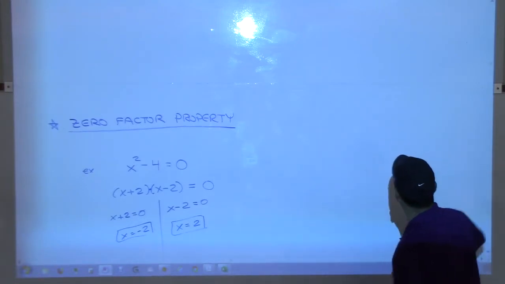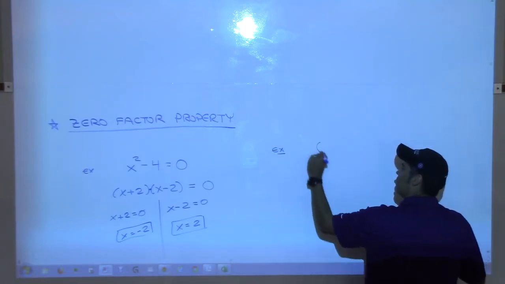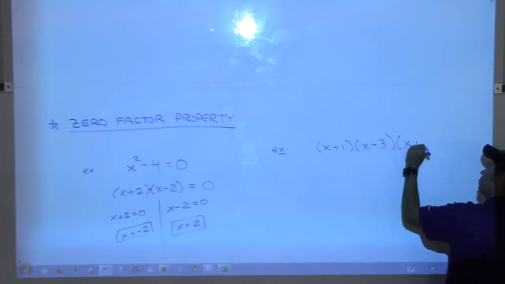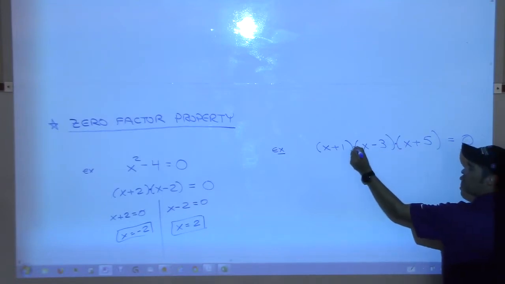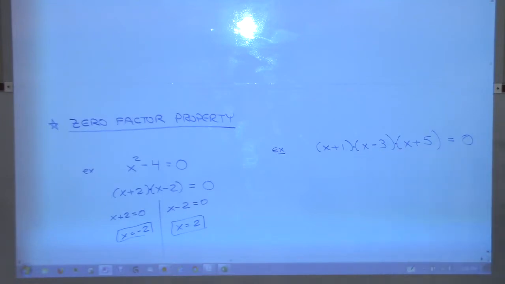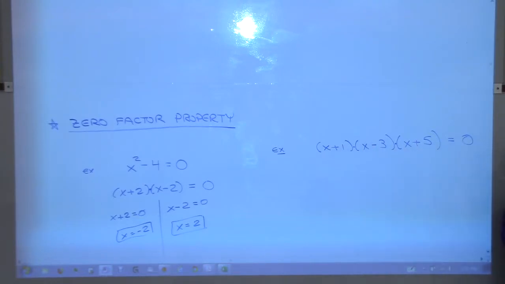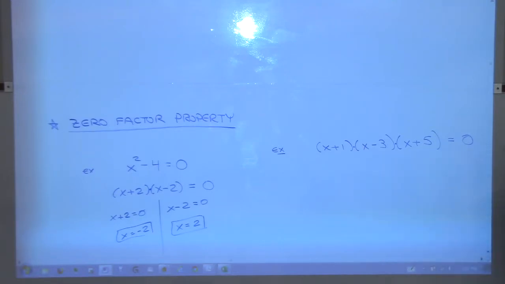What about this? What if I tell you that x plus 1 times x minus 3 times x plus 5 equals 0? So now I give you not just one multiplication, but three multiplications. The zero factor property still extends to three things multiplied. So if you have two things multiplied equals 0, then one of them has to be 0. If three things multiply to be 0, then one of these three has to be 0. If there were four things, then one of those four things has to be 0.